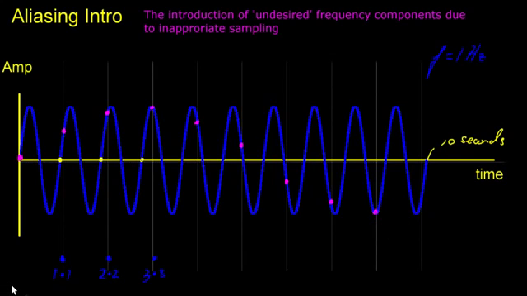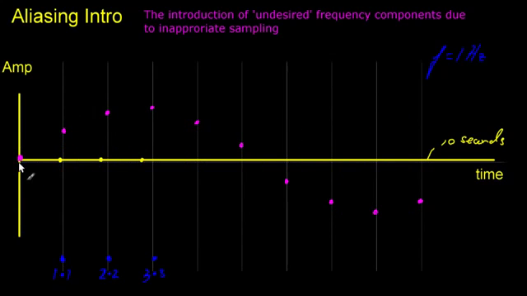Okay. Now, I have one more point here. Just throw that in there. So the blue line, of course, is my original continuous signal. The pink dots are what I will obtain if I sample that signal at a sampling period of 1.1 seconds. So what I'd be left with are these pink dots.